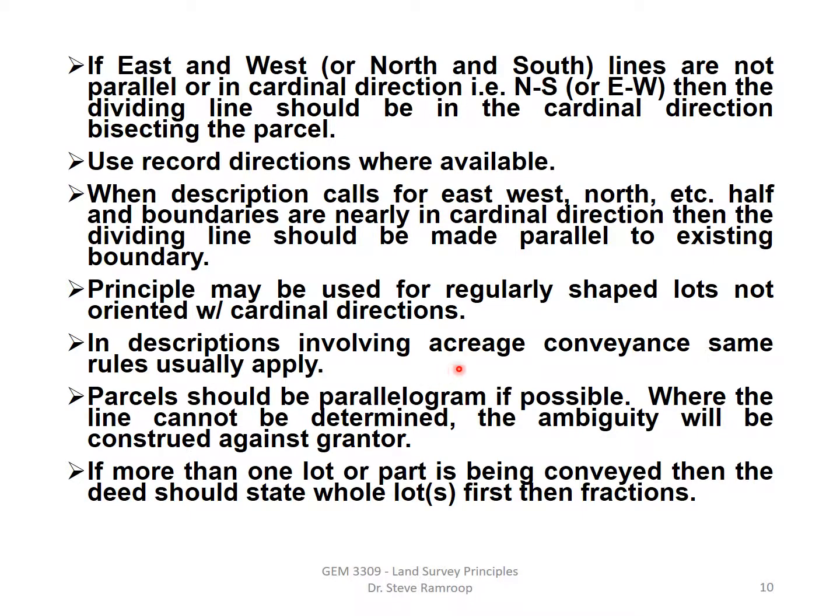In descriptions involving acreage conveyance, some rules usually apply, which we talked about in the textbook. Parcels should be parallelograms if possible. Where the line can be determined, the ambiguity will be construed against the grantor. So if there is some ambiguity, it will be against the grantor. If more than one lot or part is being conveyed, then the deed should state the whole lot first, then the fractions of it. So you want to divide up from the entire extent into this more detailed subdivision, or the fractions of the tracts of land.